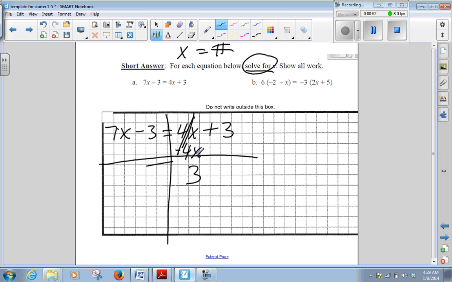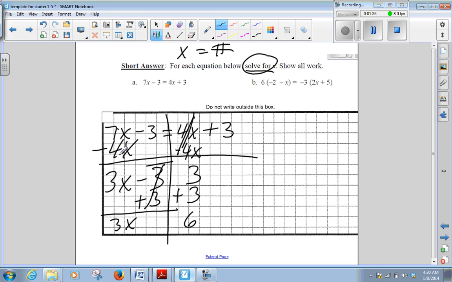If I subtracted 4 x's from this side of my equation, I got to subtract 4 x's from that side of my equation. So 7x minus 4x is 3x minus 3. I still need to get my x isolated all the way, so I've got to get rid of this minus 3 with a plus 3. It's going to leave me with 3x. I added 3 over here, so I'm going to add 3 over here. I need to get rid of this 3.